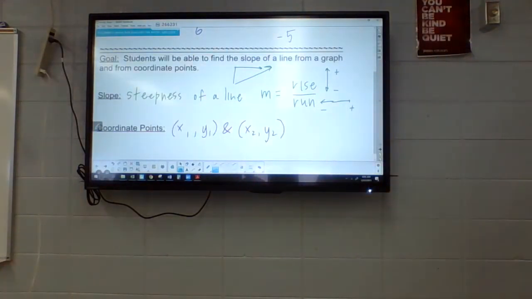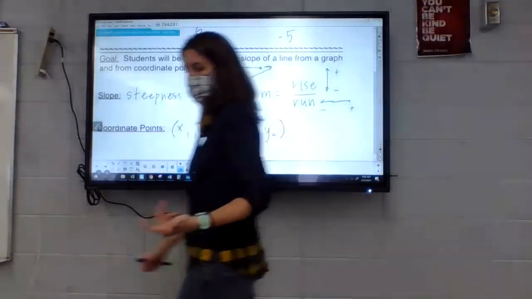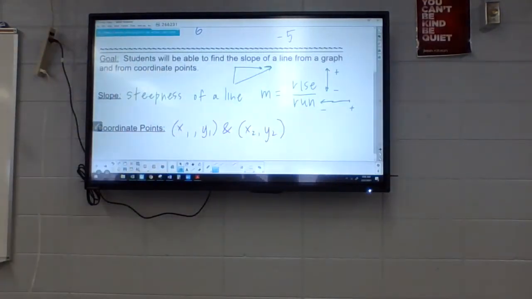We're going to use 2 coordinate points. When I use those 2 coordinate points, I'm going to call the first coordinate point x and y 1, and then the other one x and y 2.